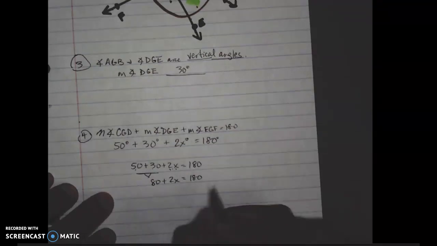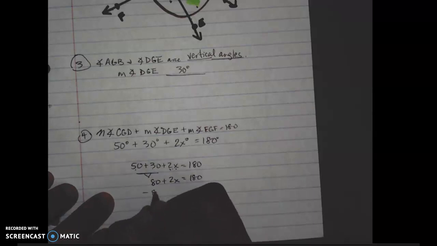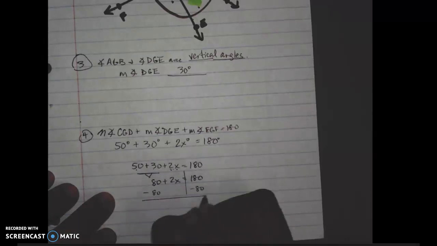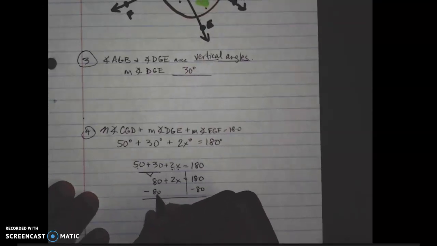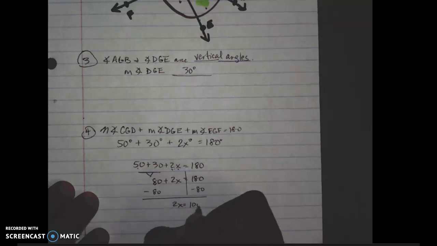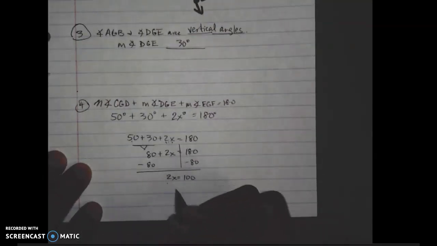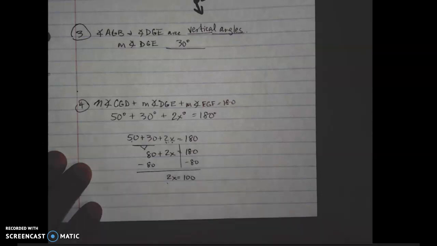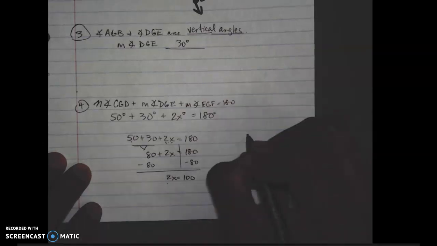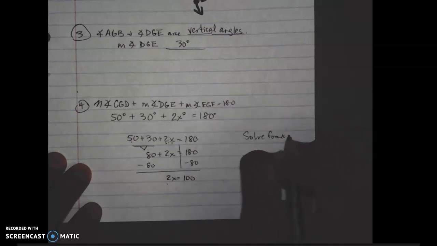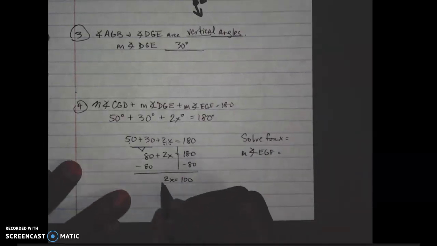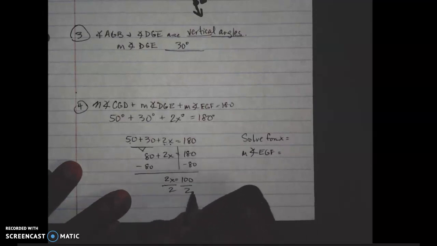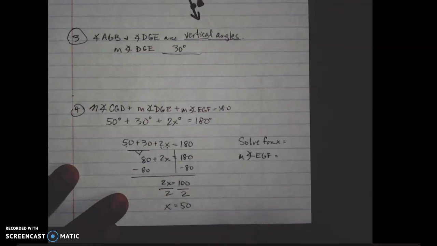This looks like an equation that I can solve now. Or it is an equation that I can solve and have solved before. I'm going to subtract 80 from both sides, or add negative 80 to both sides, the additive inverse. This becomes 2x is equal to 100. So when I solve for x, problems on your homework, tests, quizzes, etc. may tell you to solve for x or to find the measurement of angle EGF, one of the two. So if I wanted to solve for x, all that I needed to do was to solve for x. x is going to be 50, okay?